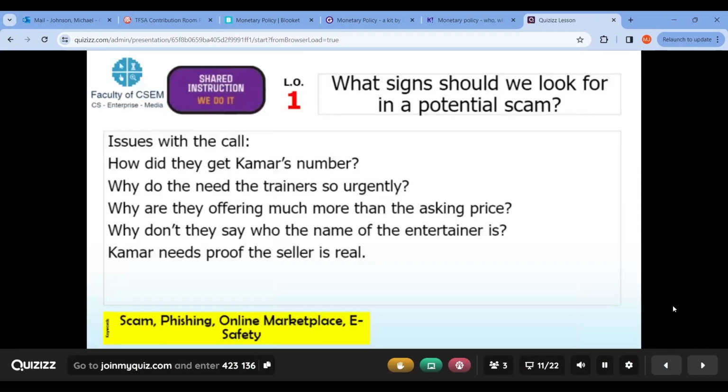So what signs should we look for in a potential scam? Issues with the call. How did they get Kamar's number? Why did they need the trainers so urgently? Why are they offering much more than the asking price? Why don't they say the name of the entertainer? Kamar needs proof the buyer is real.